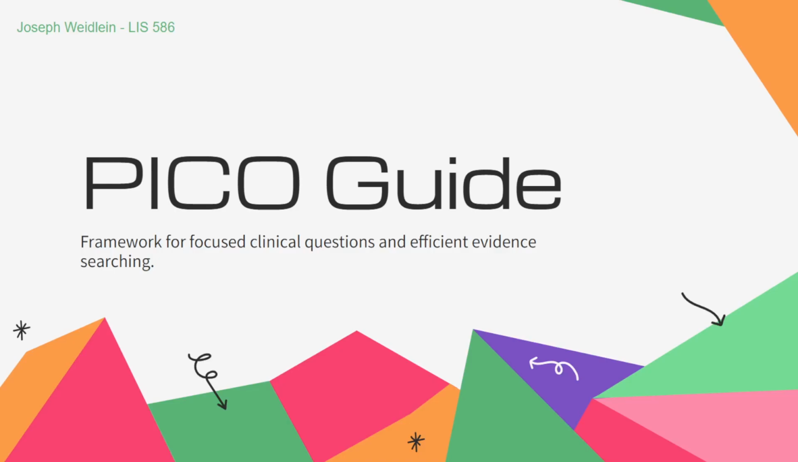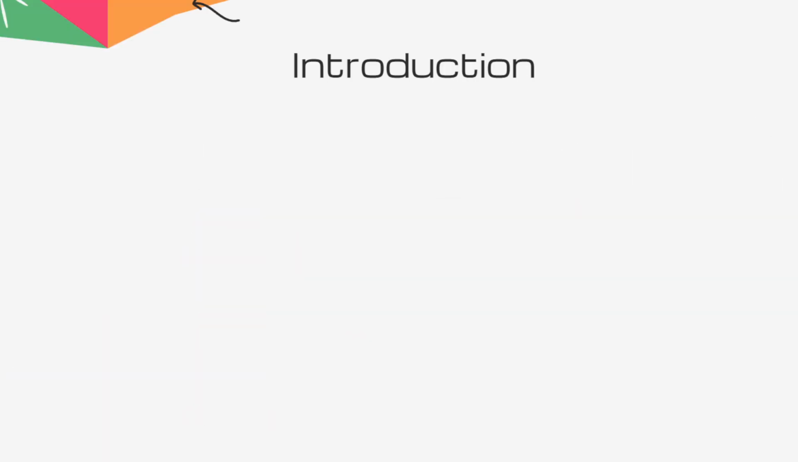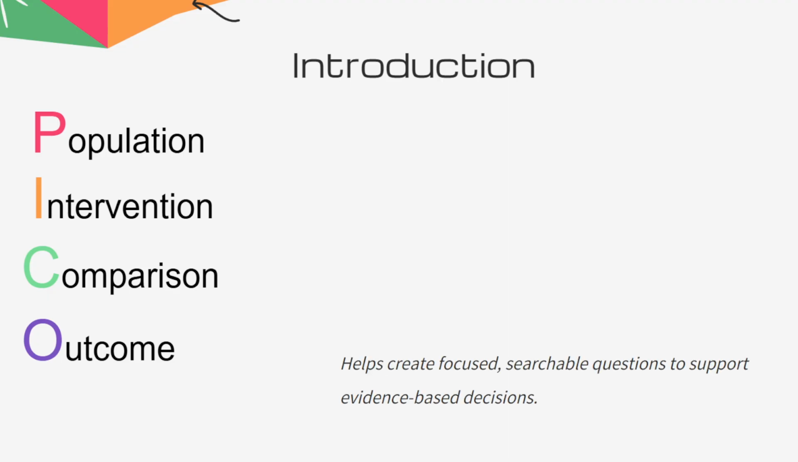Today we're going to be discussing PICO and how we can use this framework for focused clinical questions and efficient evidence searching. So, what is PICO? In healthcare, we're often dealing with a lot of information at once. PICO helps break that down into four key parts: population, intervention, comparison, and outcome. The goal is to turn complex situations into clear questions we can actually search.